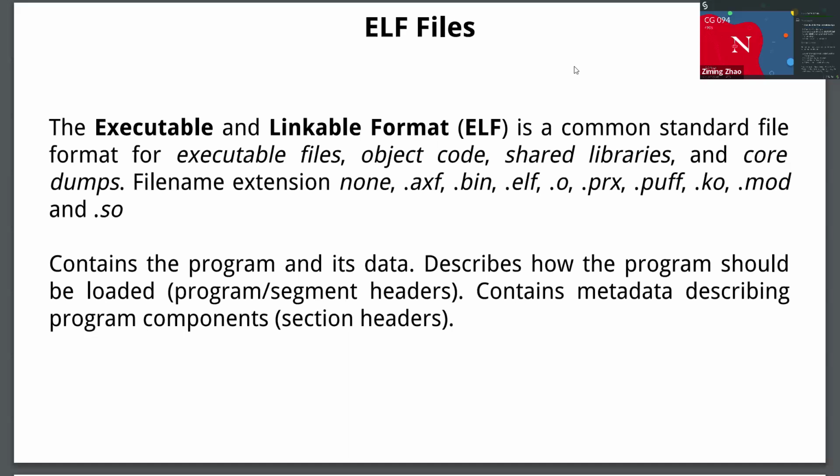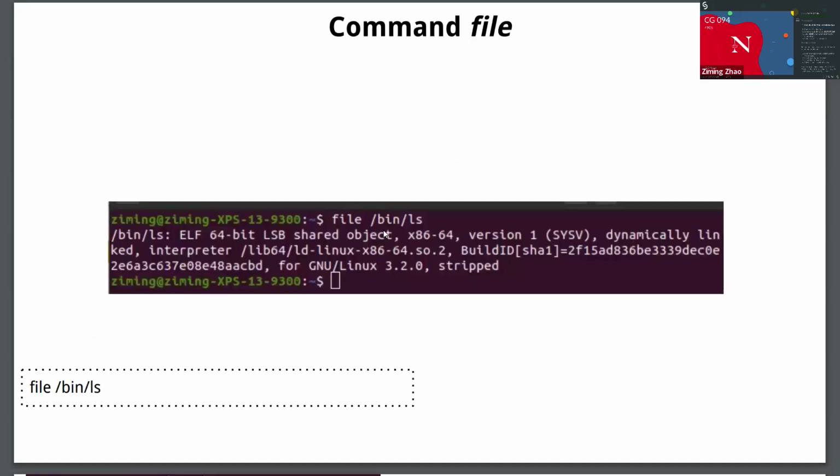For ELF files, there are many different extension names. There could be .bin for binary, .elf, .o for object files, .ko for kernel modules, .so for shared libraries, or .a. .so may be a dynamic library, and .a is a static library, I believe. Also .axf, usually for embedded systems. This file type contains the program code and data. The program is basically code, right?